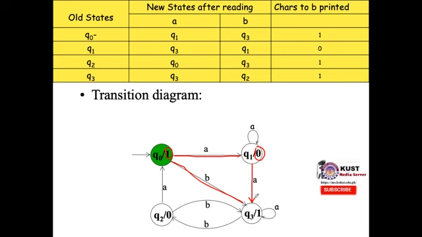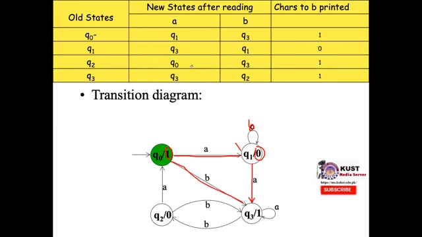And on B, I don't know why transition B is not shown. So Q1 reading B, we should go to Q1. Yes, it is here. It's a mistake. It's a B.